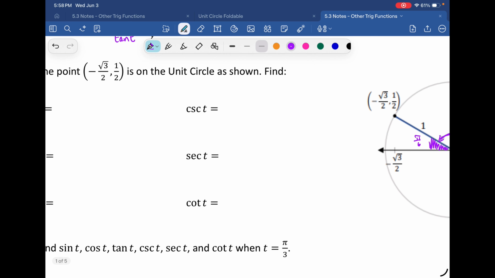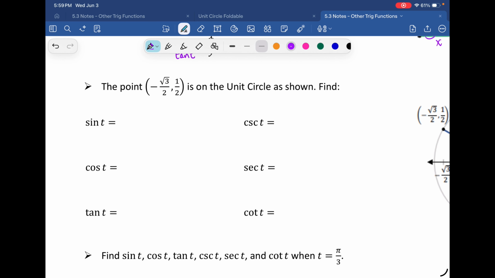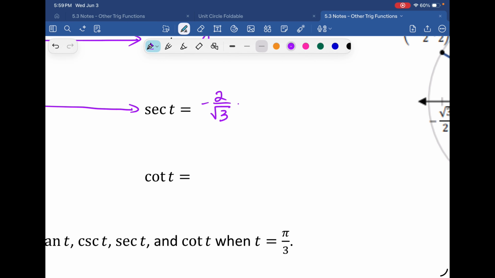Okay. All right, so sine is the y-coordinate, 1/2, which means we know cosecant, because that's the reciprocal. Reciprocal of 1/2 is 2. Cosine is negative root 3 over 2, because that's your x-coordinate. We can find secant and take the reciprocal. Not supposed to have a radical in the denominator, so multiply by that root 3.